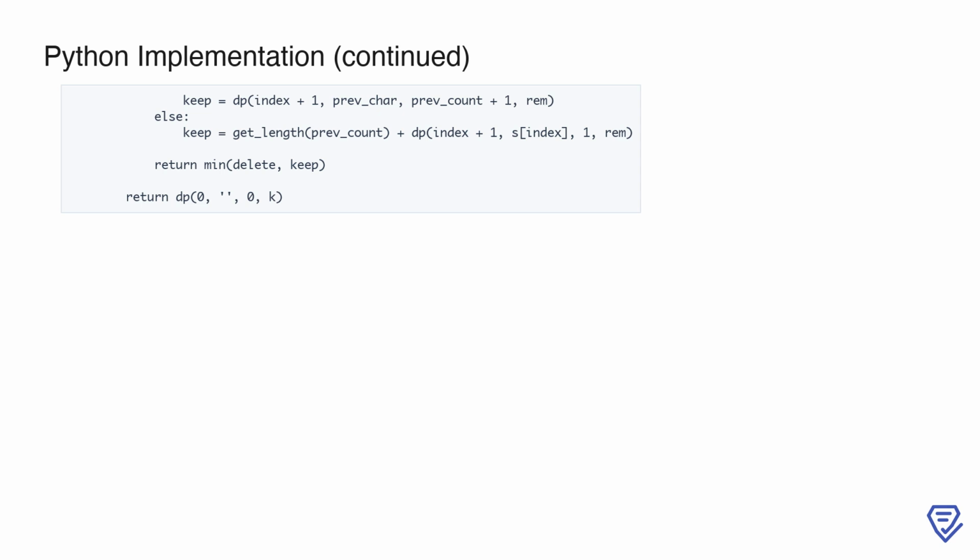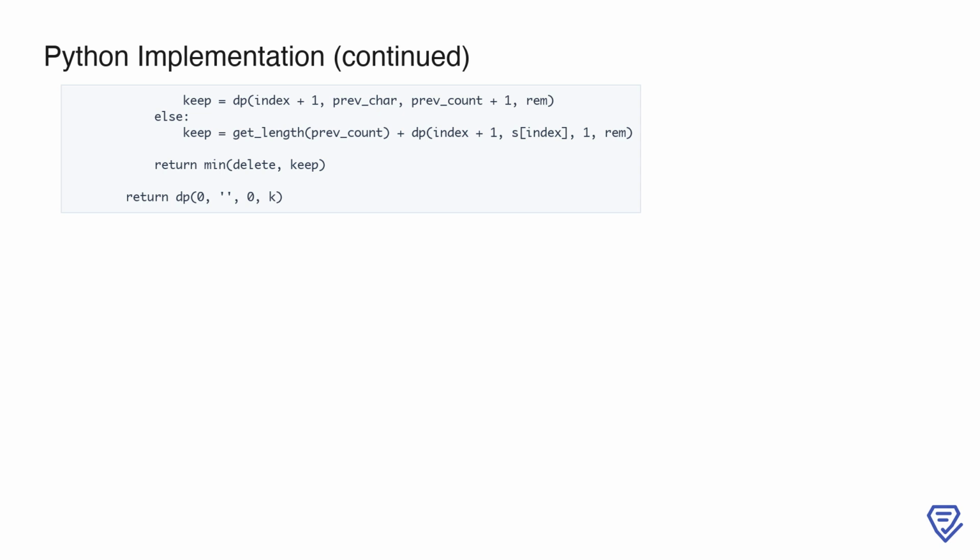In this recursive call, the index advances, the prev_char is updated to the current character, and the prev_count is reset to 1. The remaining deletions remain unchanged. At the end of this step, we return the minimum of the two options, deleting the current character or keeping it. Finally, the method returns the result of the dp function starting from the beginning of the string, with an empty previous character, a count of 0, and k deletions allowed.